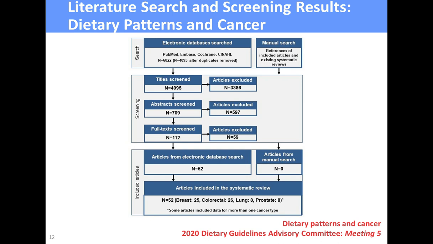This is the literature search for this particular question, the Cancer Systematic Review, and the papers range from December 2013 to January 2020 and build upon the existing systematic review conducted by the 2015 DGAC. As with the others, NESR did the screening and went from 4,095 articles to 709 to 112 articles, reviewing 52 articles split between 25 for breast cancer, 26 for colorectal cancer, 8 for lung cancer, and 8 for prostate.